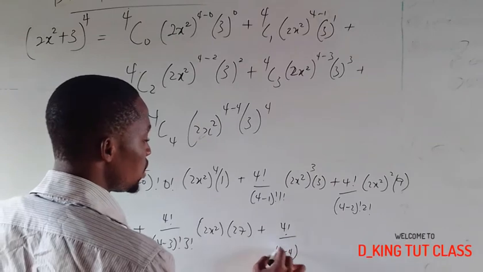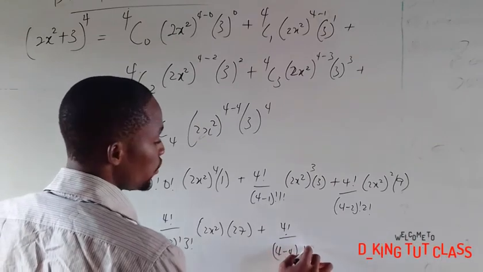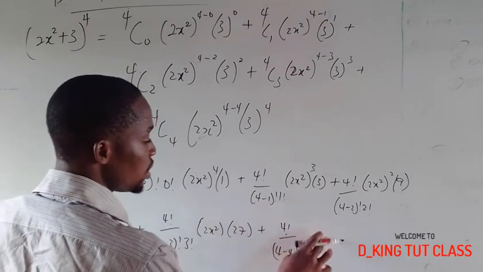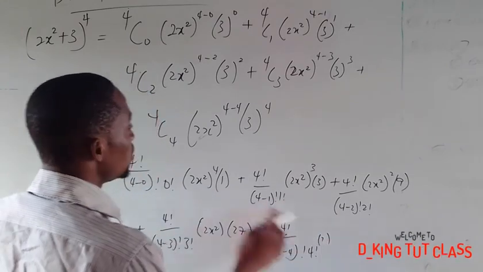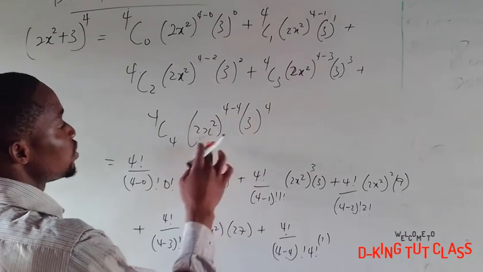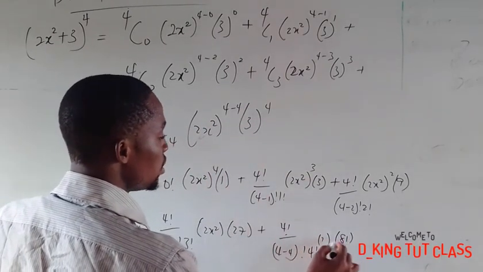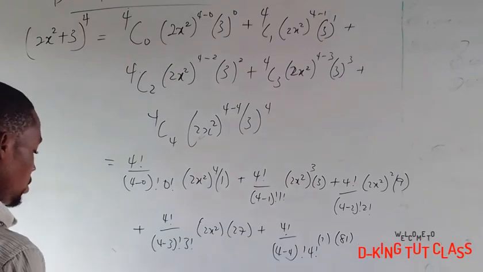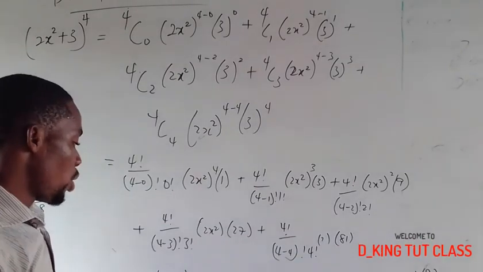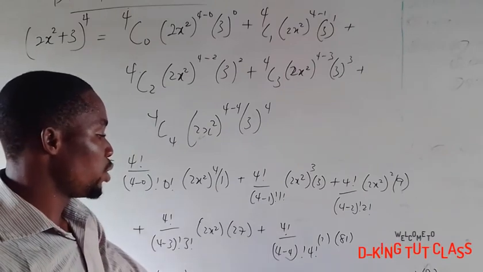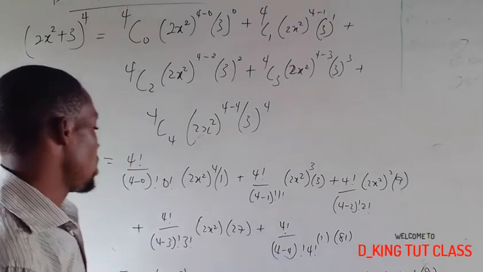4 minus 4 factorial, 4 factorial, 2x squared all raised power 0 there is what? Is 1. 4 minus 4 is 0, so this all raised power 0 is what? 1. 3 raised power 4 is what? 81. So on solving, I have my answer to be 16x raised power 8 plus 96x raised power 6 plus 216x raised power 4 plus 216x raised power 2 plus 81.